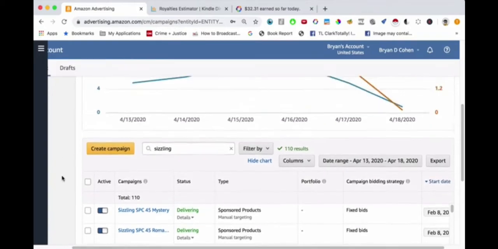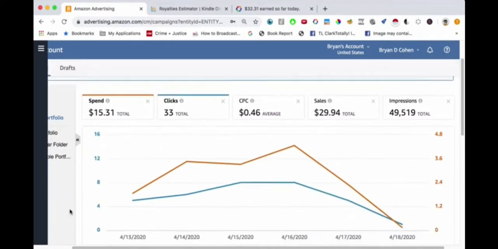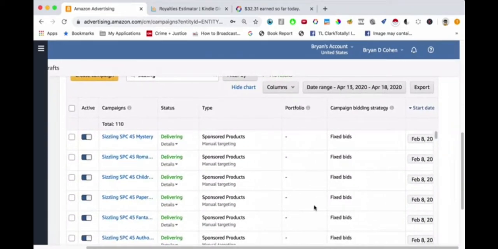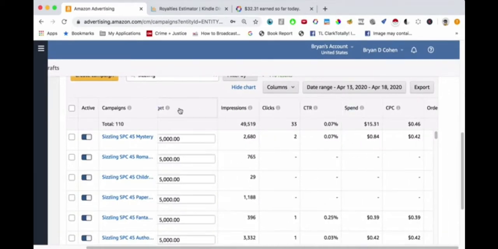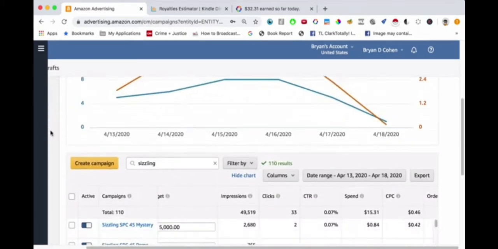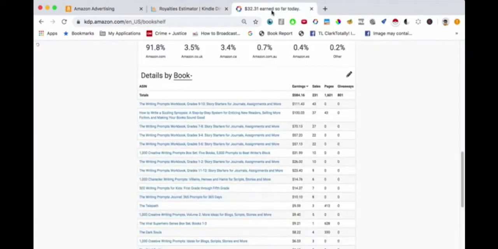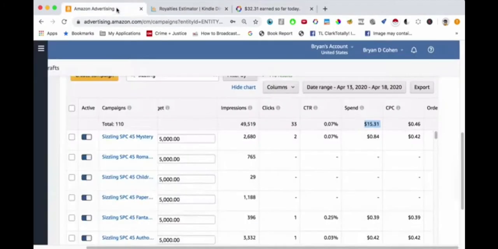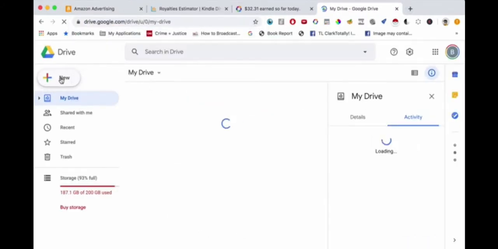Now, there's two places where you'll see the ad spend. You'll see it up here, and you will see it over here. Either way, it should be the same number, 15.31 there, 15.31 there. That's the spend. So we see that there, 15.31. And we see the Brian cheated 100.03. So let's do that math problem.